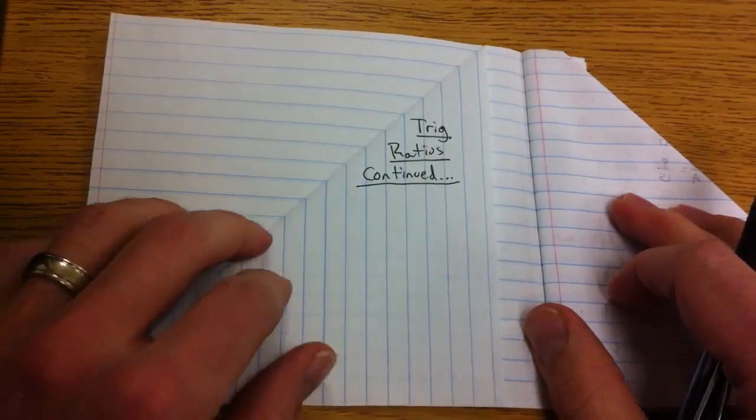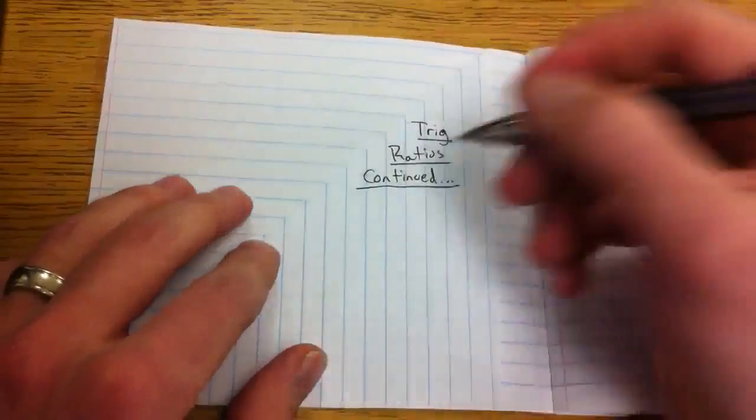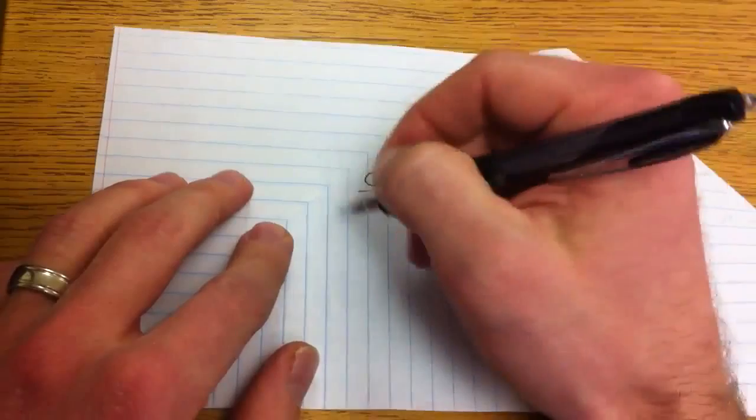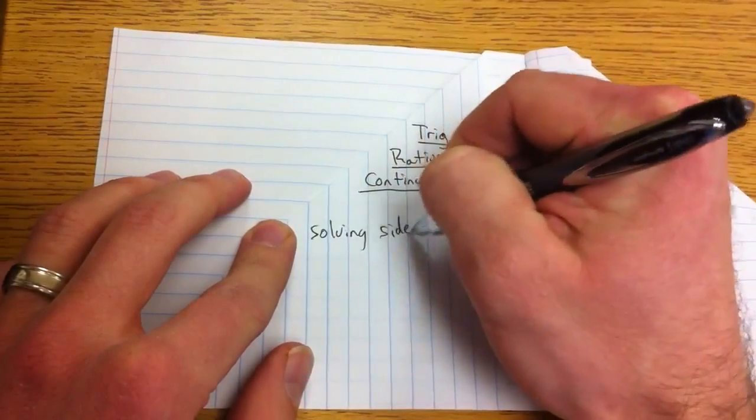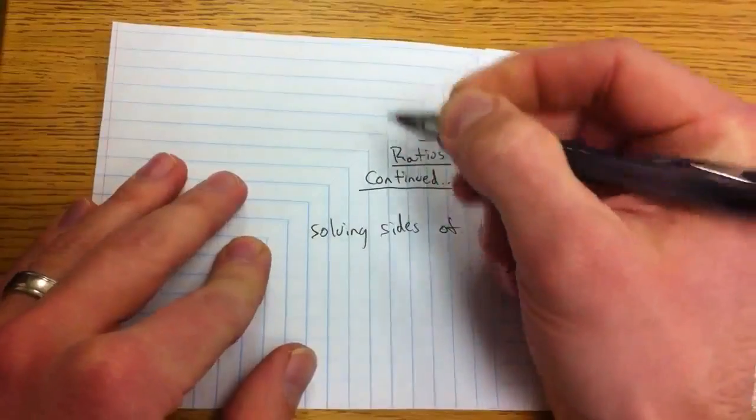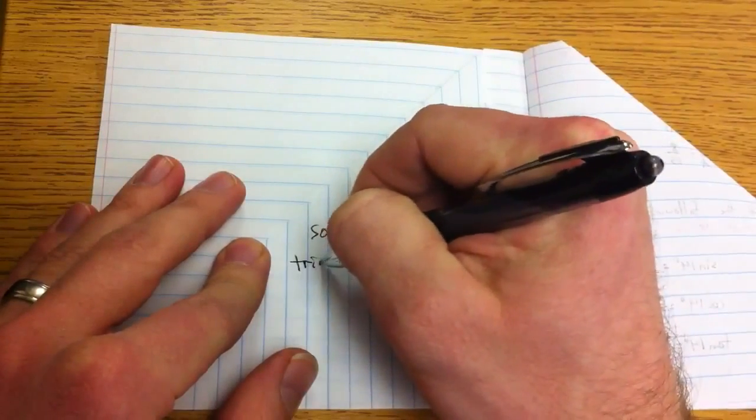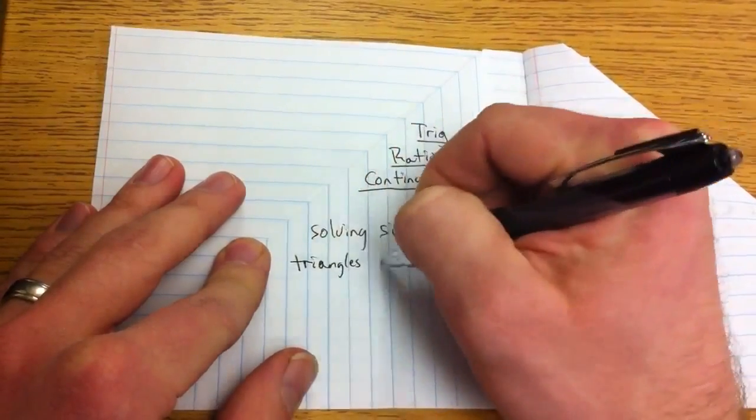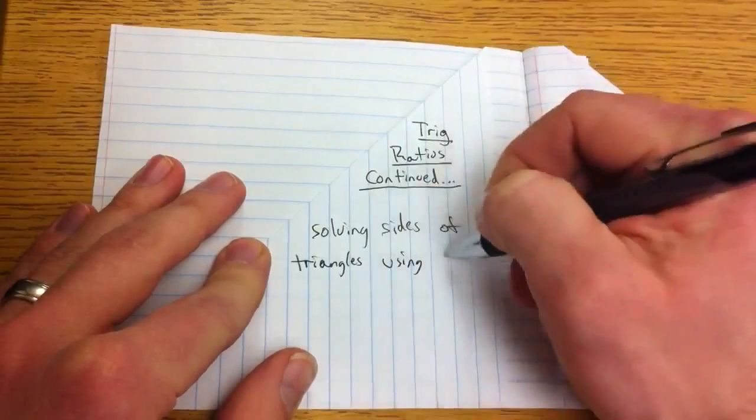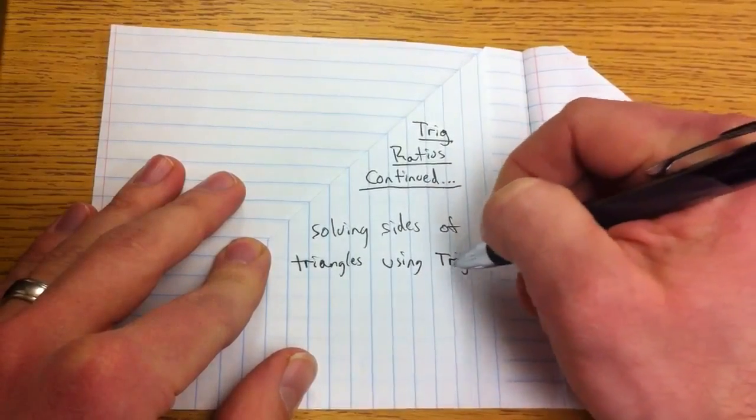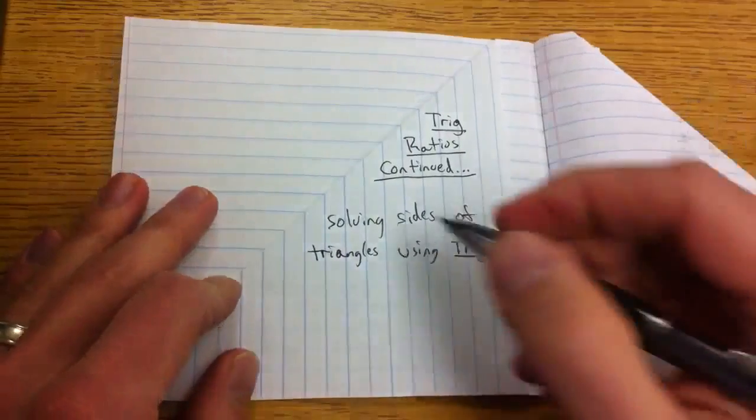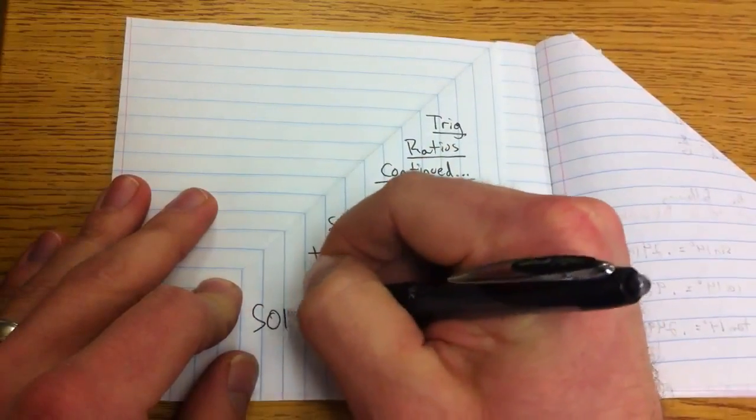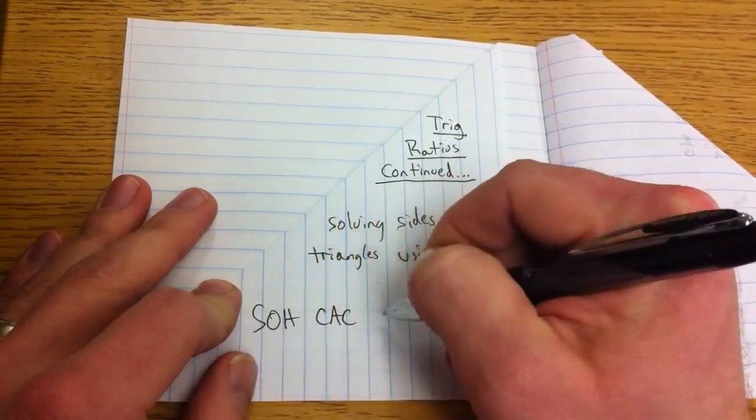Trig ratios continued. What we're going to do today is solve sides of triangles using trig. Trigonometry. Anytime we do trigonometry, we always remember our good friend SOHCAHTOA. So we can write him down.